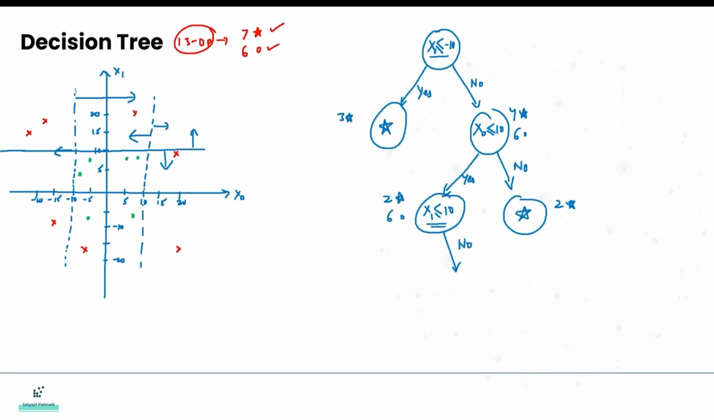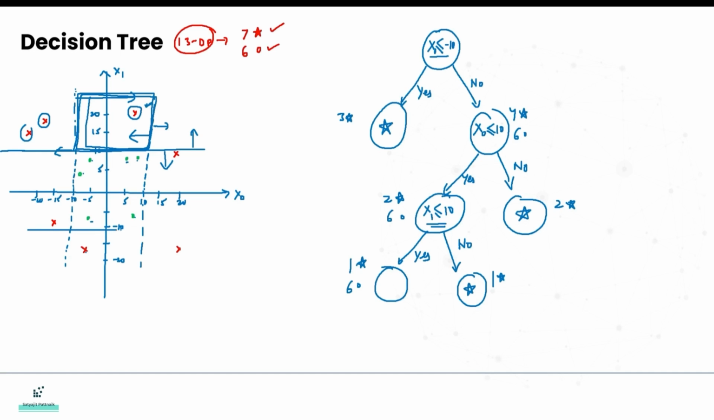Greater than x1 greater than 10, we have 3 data points. But I'm just talking about this range. In this range, only 1 star, right? So it will be star and only 1 star. And if it is yes, 1, 2, 3, 4, 5, 6 and 1 star. So 1 star and 6 circles.